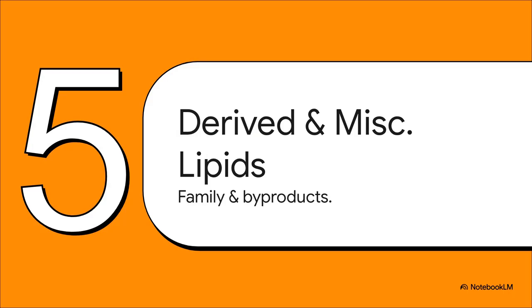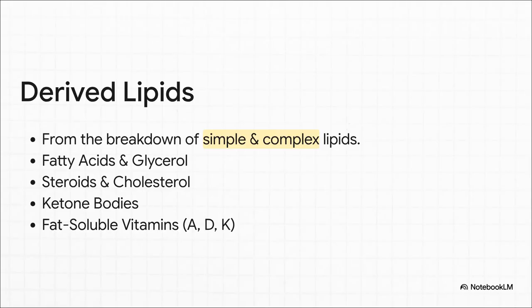Okay, let's move on to our last two branches. This is where we find all the byproducts, the leftovers, and some of the other interesting outliers of the lipid world. Now, this category is really fascinating. Derived lipids aren't built from scratch. They're what you get when you break down simple and complex lipids. And just look at what's in this group. It's not just the basic parts like fatty acids and glycerol. We're talking about crucial things like steroids, cholesterol, and the essential fat-soluble vitamins A, D, E, and K. This is an absolute powerhouse of a category.